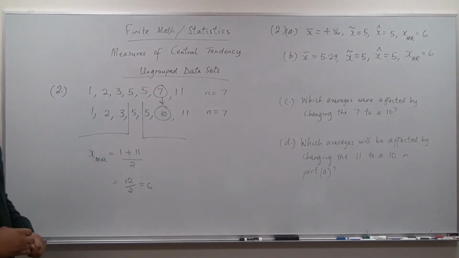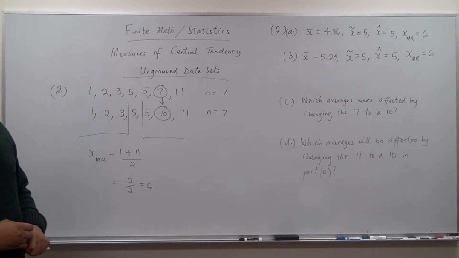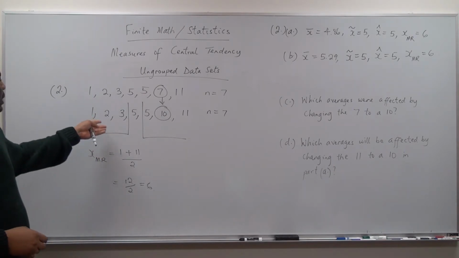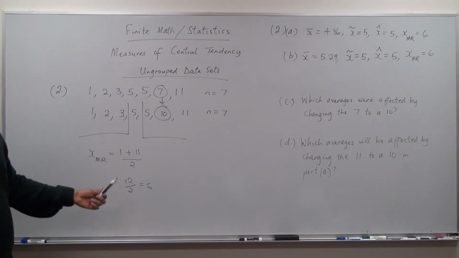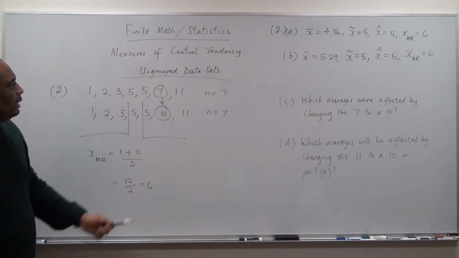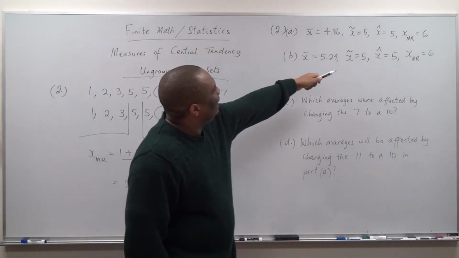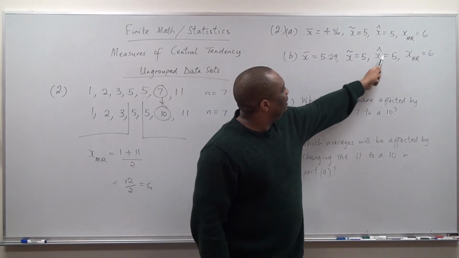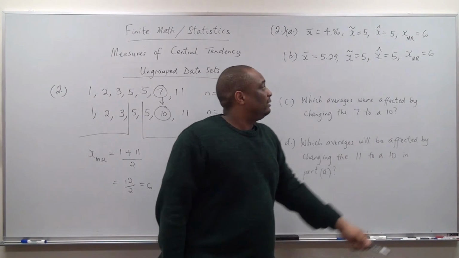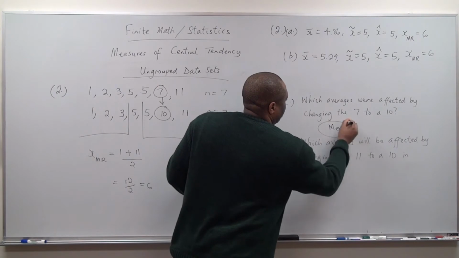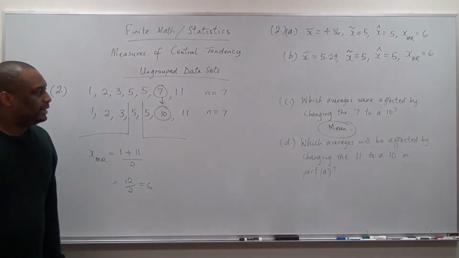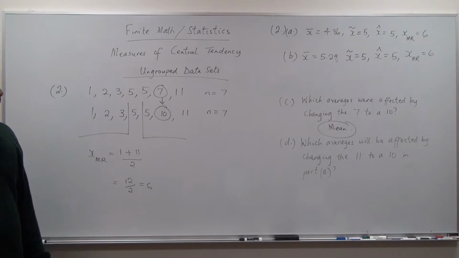The next one says, which averages were affected by changing the 7 to a 10? So which of the central tendency values, or which of the averages were affected? We see that the only thing that was affected is the mean, right? Because we see here the median is still the same, 5 and 5. The mode is still the same, and the mid-range is still the same. So just the mean is the only average affected, the only central tendency affected.